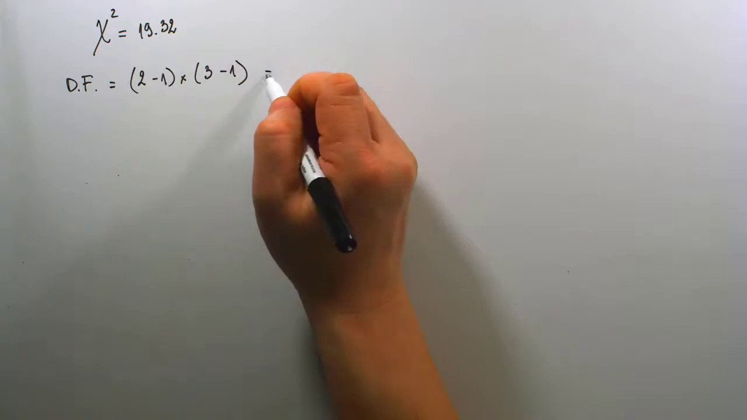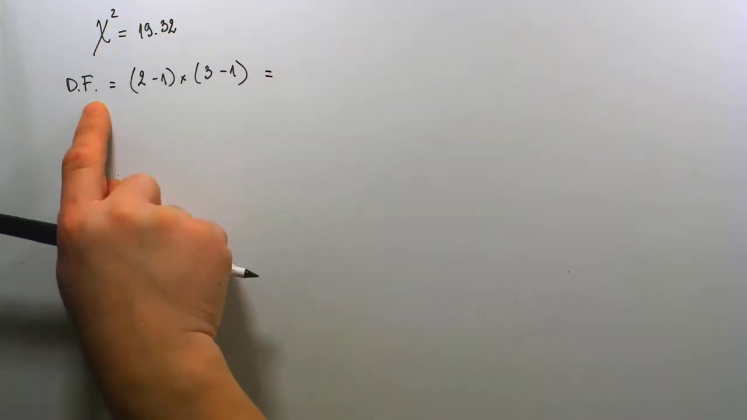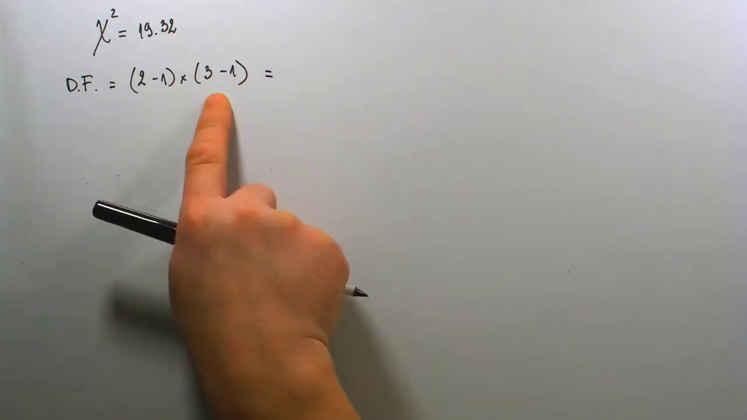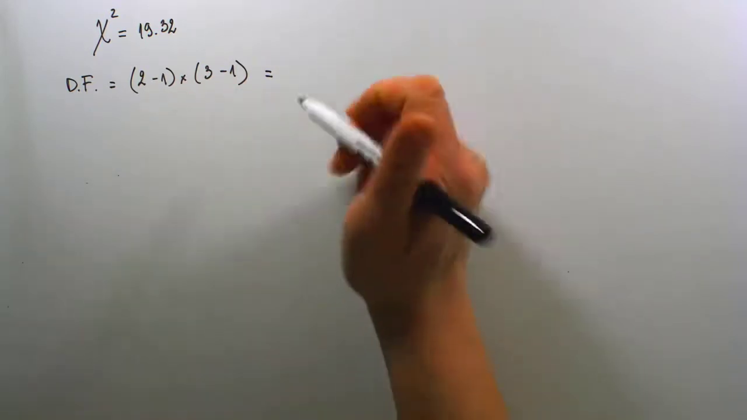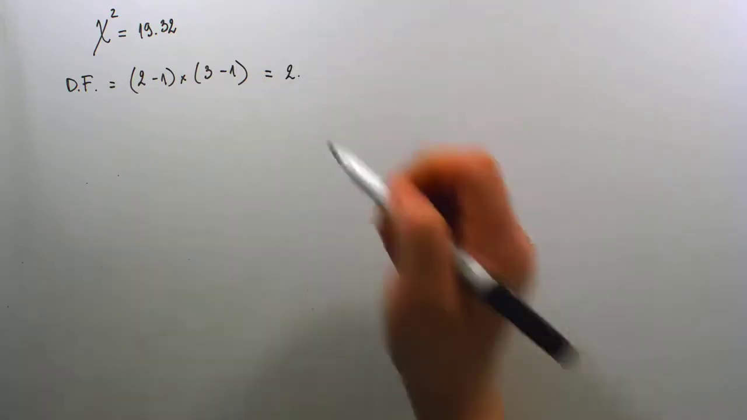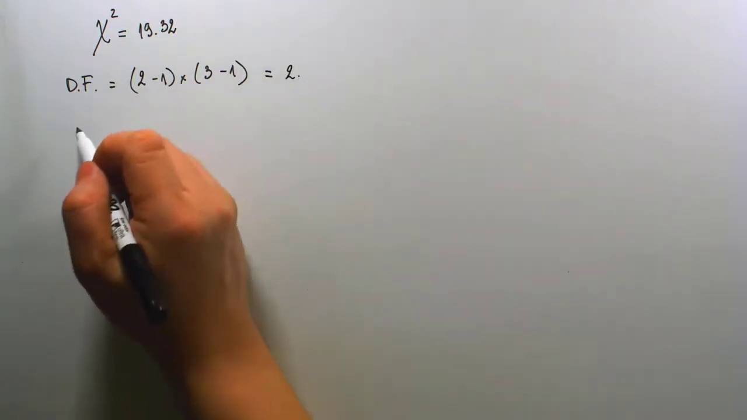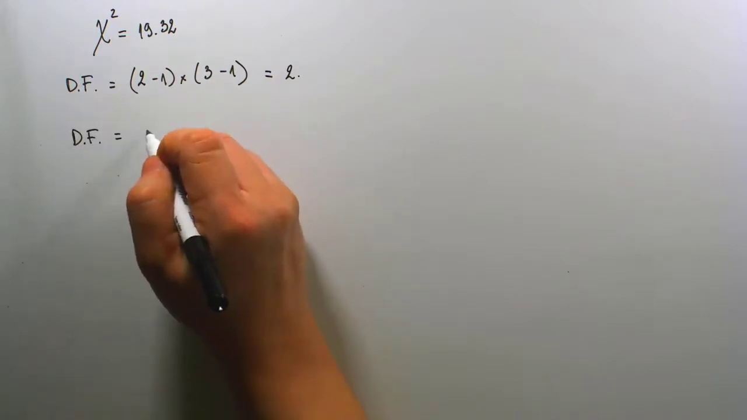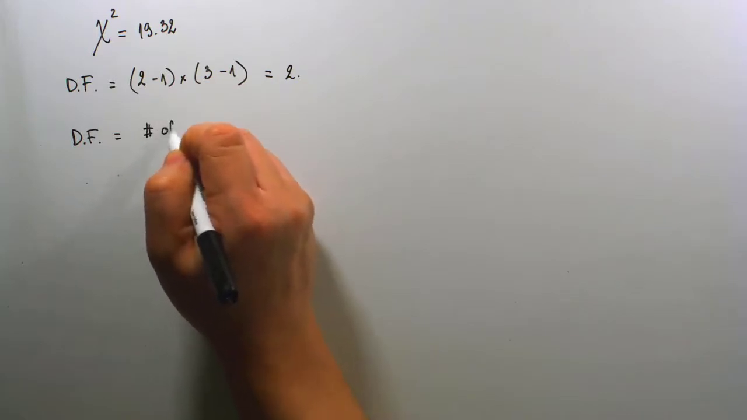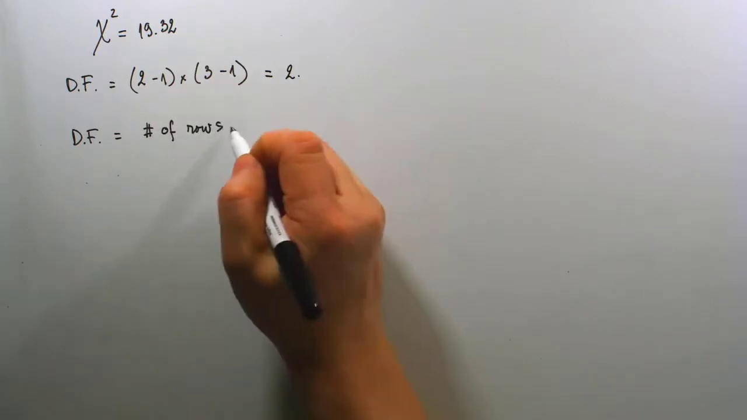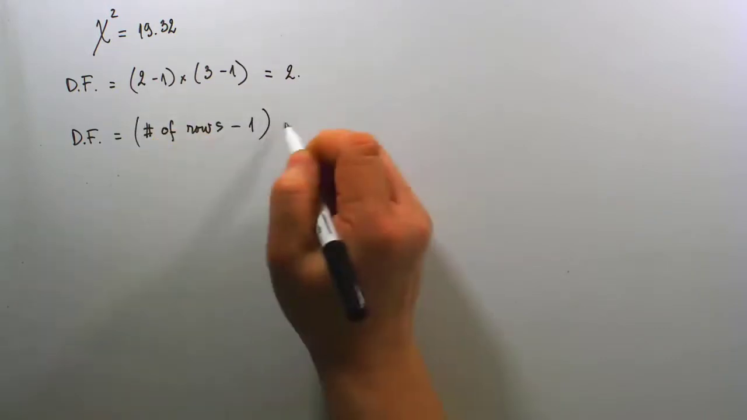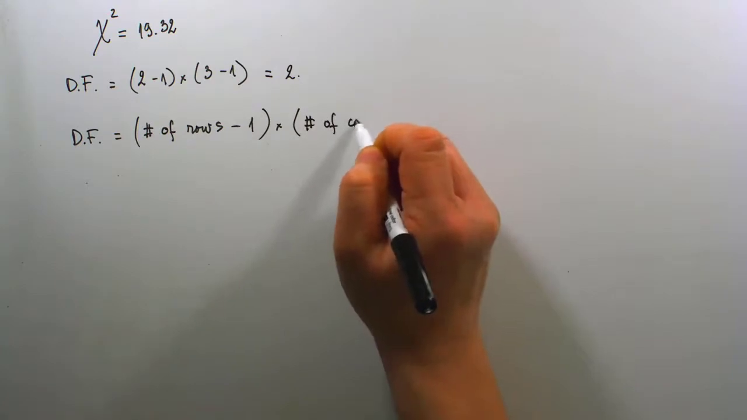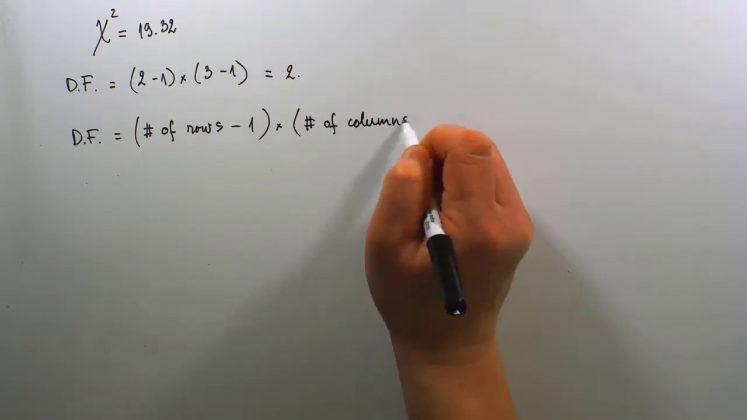And so this will give us degrees of freedom. So df stands for degrees of freedom. That's the way we're calculating degrees of freedom for a two-way table. This is going to be 2. So we're looking at degrees of freedom 2 here. Generally speaking, degrees of freedom for any two-way table is found by number of rows minus 1, multiplied by number of columns minus 1.